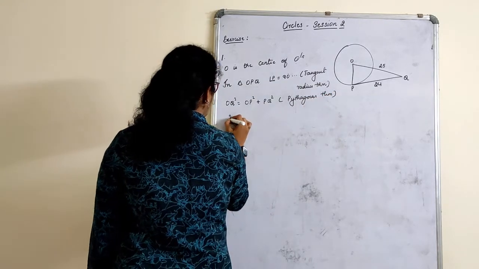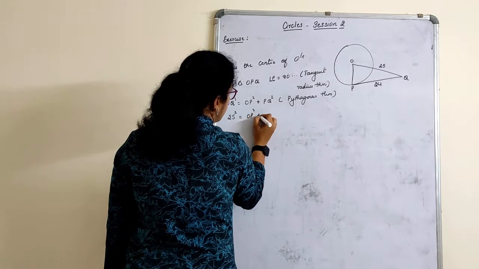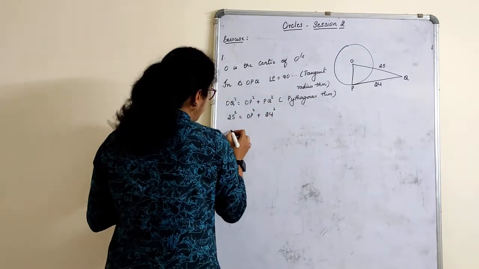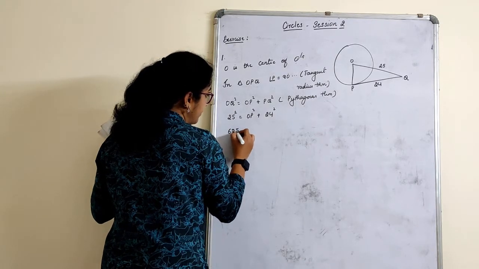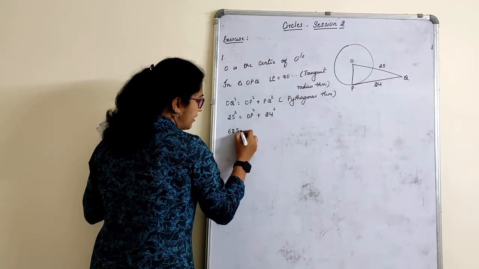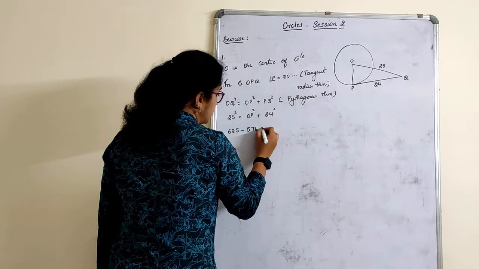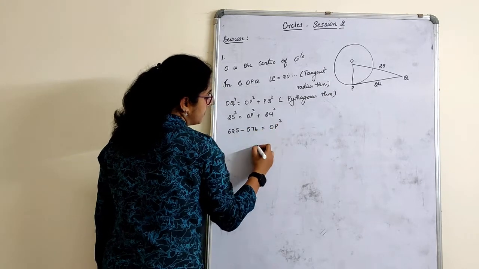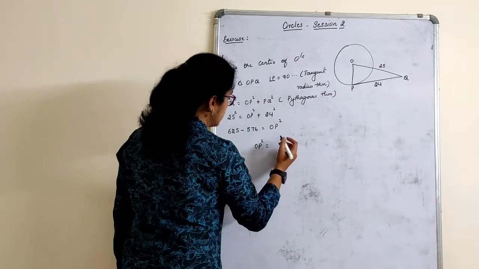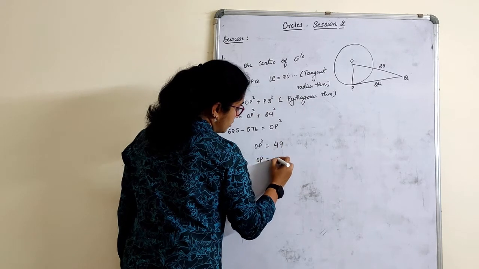So OQ is 25 square, OP square we have to find out, plus 24 square. So 25 square is 625, OP square as it is, or what we will do is here 625 minus 24 square is 576 is equal to OP square. So 625 minus 576 is 49. OP is equal to 7.